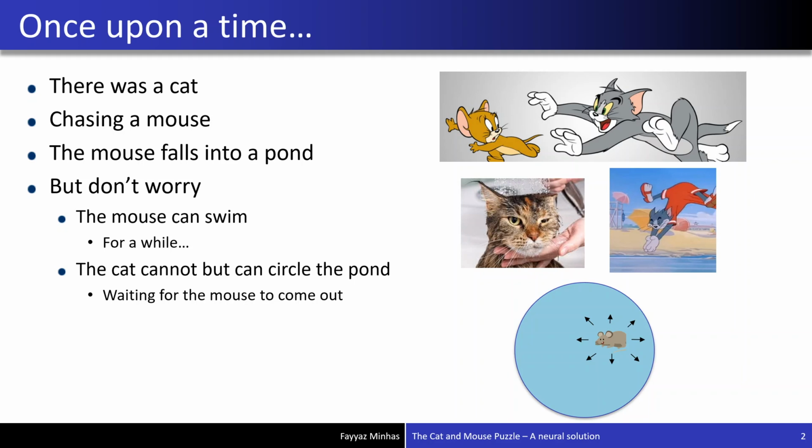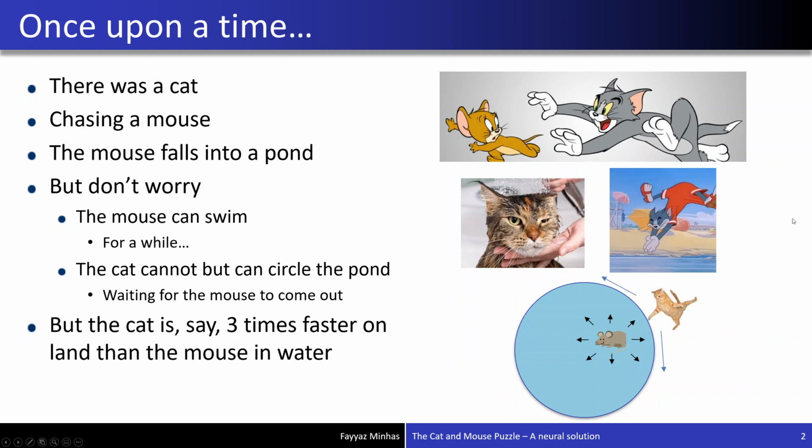What the cat does is that it tries to circle around the pond at the edge of the pond to see where the mouse would exit. So it tries to anticipate where the nearest exit point of the mouse would be, and then it tries to move on the edge of the pond towards that point all the time while the mouse is inside the pond. And the cat also has a certain advantage. It is about 3 times faster, or let's say m times faster, on the edge of the pond than the mouse is in the water itself.